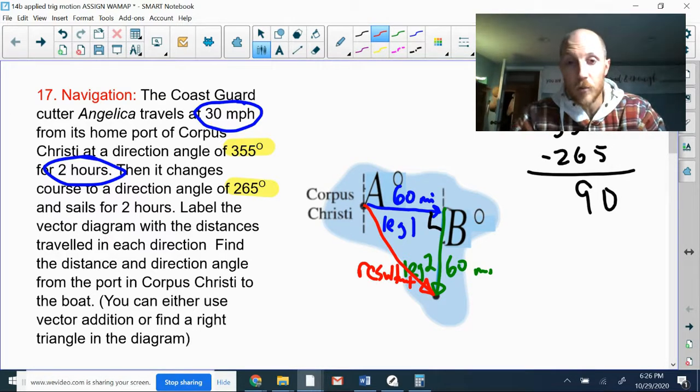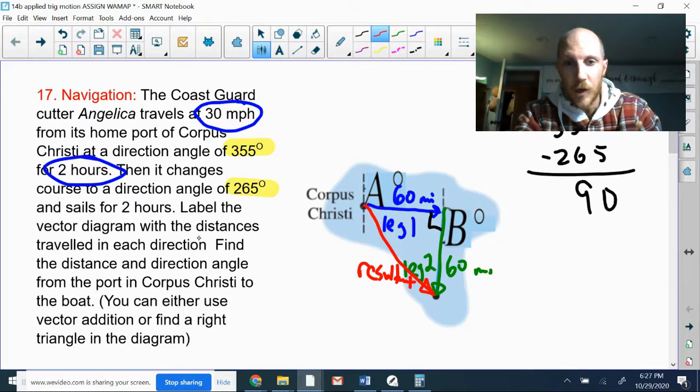I could just do simple component form and add vectors. That is an option. But since there is a right triangle, I have the additional option of using right triangle trigonometry. So I can use sine, cosine, tangent, cosecant, secant, cotangent. All of these things are at my disposal since I have a right triangle. So let's keep going with the directions.